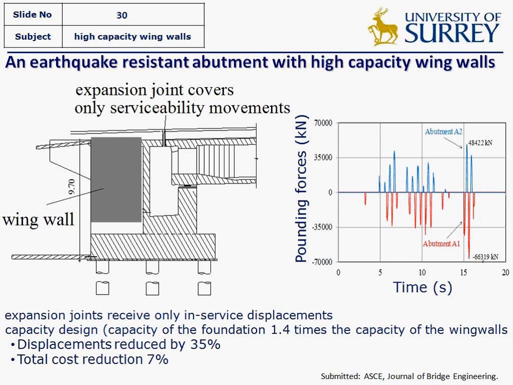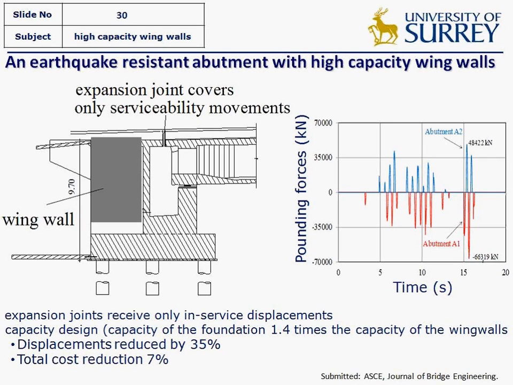It was another idea that was published in the Journal of Bridge Engineering of the American Society of Civil Engineers. We control the bounding forces. The deck actually collides on these high-capacity wing walls. The wing walls were strengthened in that case, and they transfer the seismic load to the foundation of the abutment. You can see here that additional measures were provided to avoid sliding of this foundation. Displacements were reduced by up to 35%.